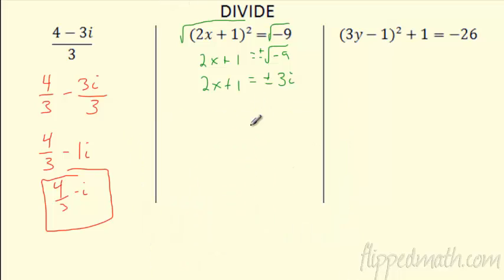So we've gotten that far. What do we do here? We're going to subtract 1 from both sides, so those cancel. So we're looking at 2x equals that -1 plus or minus 3i. So that was actually last section. You passed the match check. You're good to go on that.